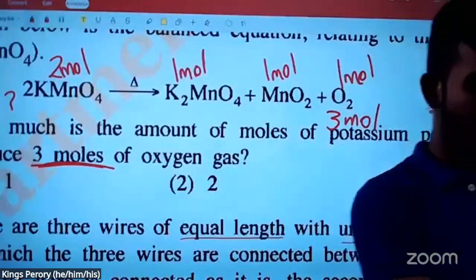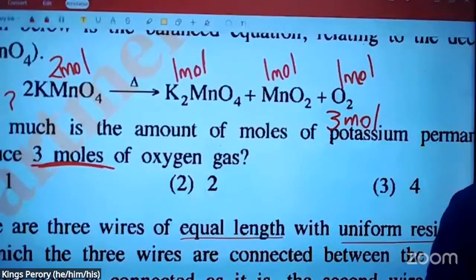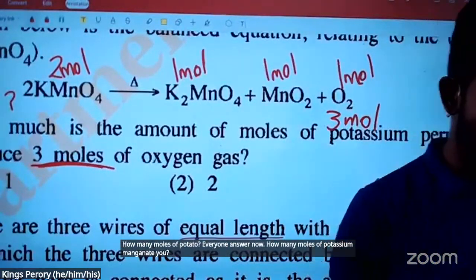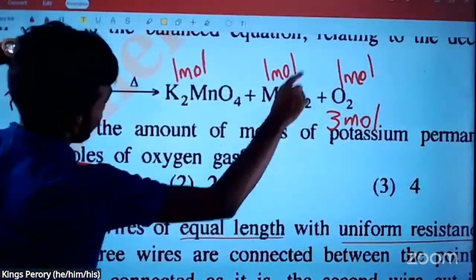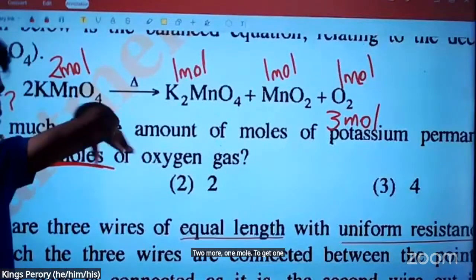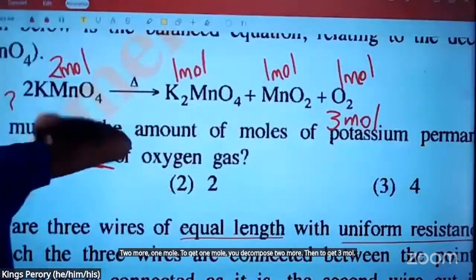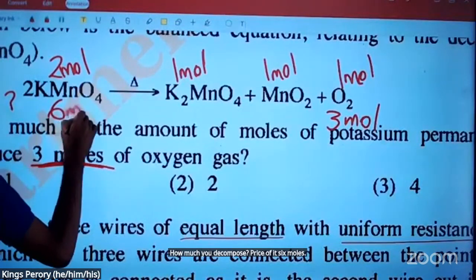How many moles of potassium permanganate do you need? To get 1 mole of oxygen, you decompose 2 moles. Then to get 3 moles, how much do you decompose? Thrice of it, 6 moles.